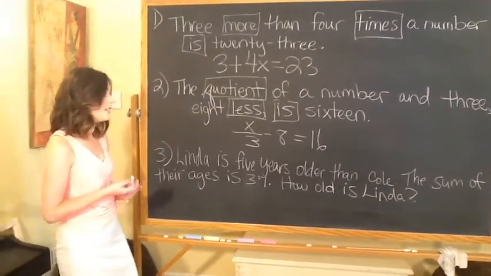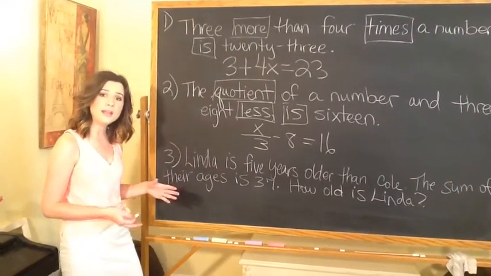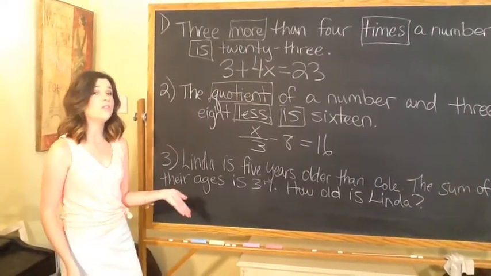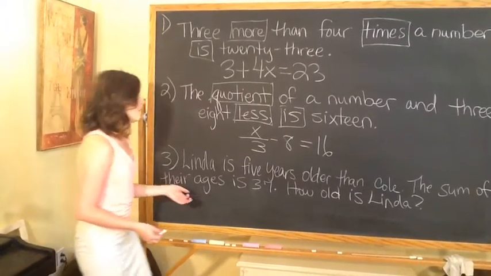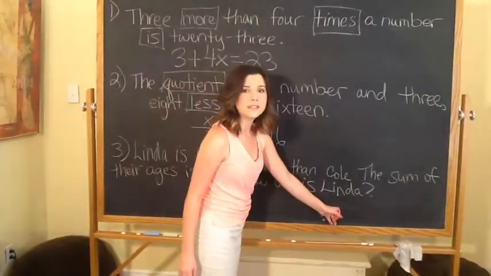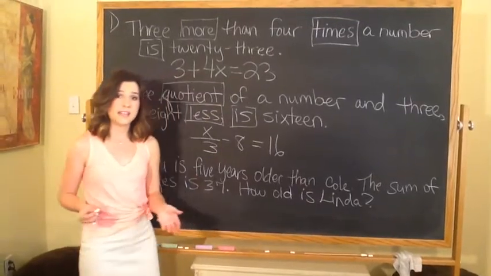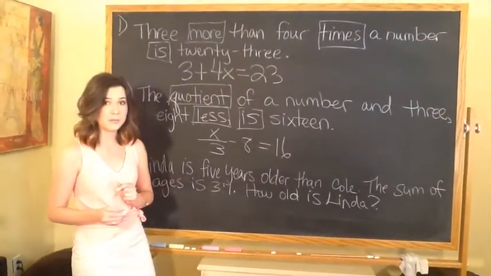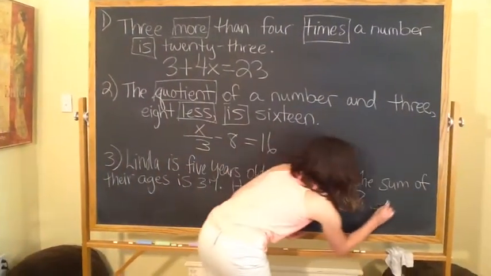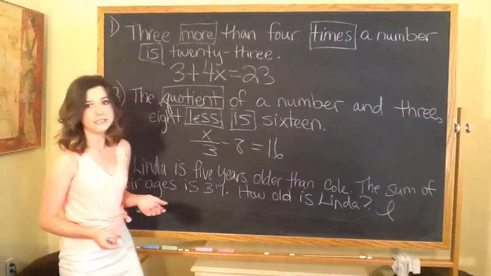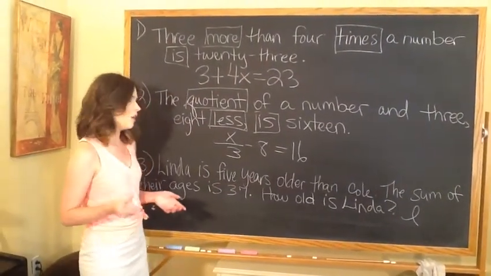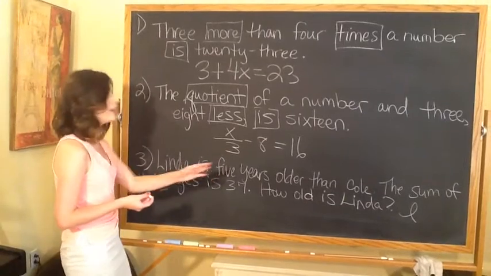So we're going to be using the information we know about writing equations to be able to solve an equation. First of all, it's asking me how old is Linda. We do not know Linda's age, so I'm guessing that's going to be our variable. I'm going to choose the variable L to represent Linda, just so that we remember what we're solving for. Okay, so L is our variable.